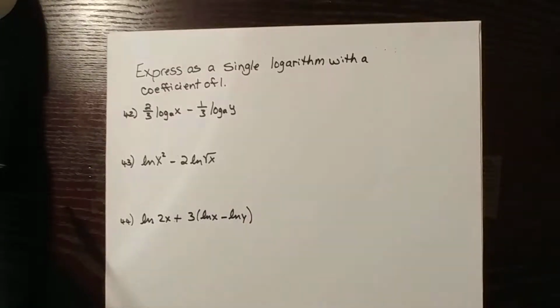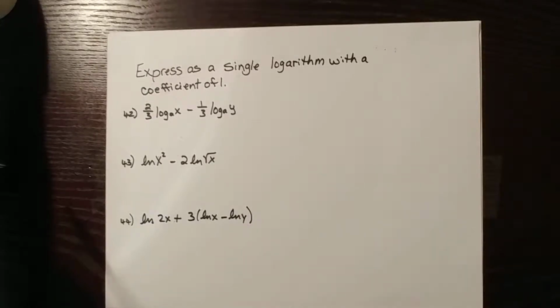Okay, this video is about how to rewrite logarithms that are written as sums and differences, and to rewrite them as one logarithm. To do this, we're going to use the properties of logarithms. There's the product rule, the quotient rule, and the power rule.